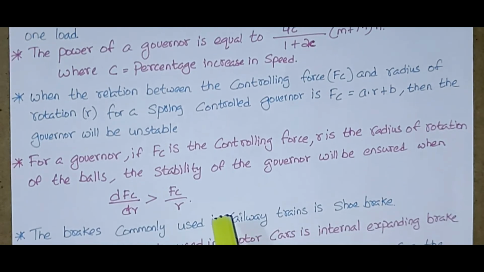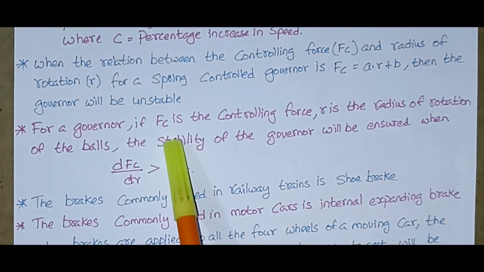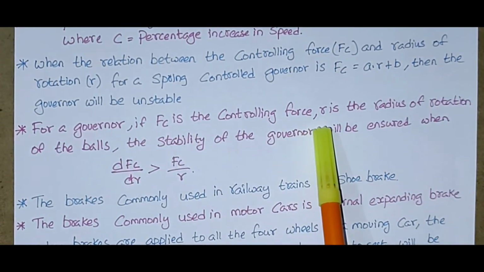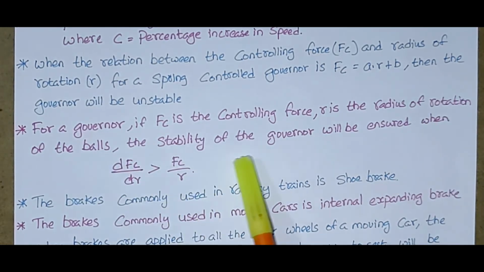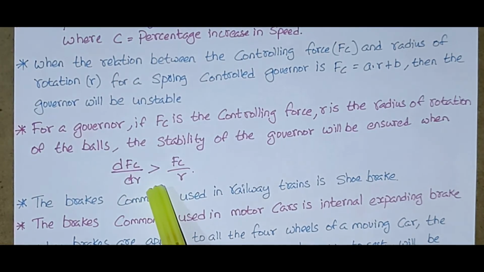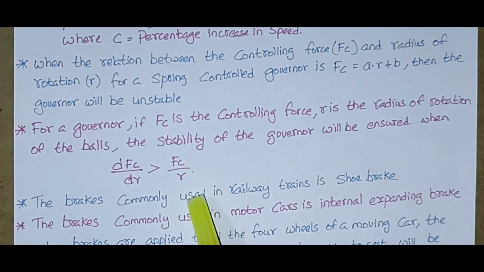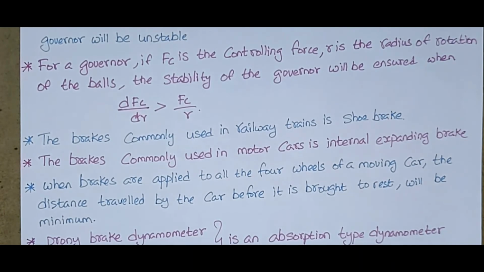Okay. Next, for a governor, if Fc is the controlling force and r is the radius of rotation of the balls, the stability of the governor will be ensured when dFc/dr is greater than Fc/r. Okay, so these type of things we have to remember.